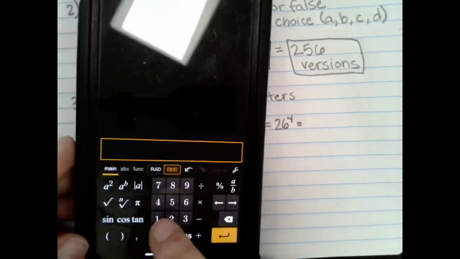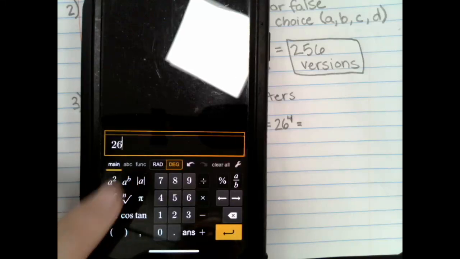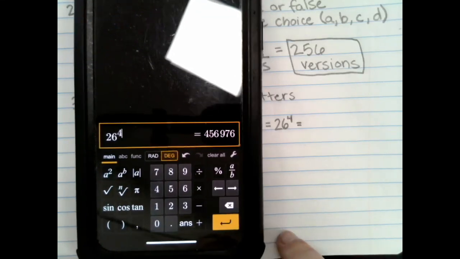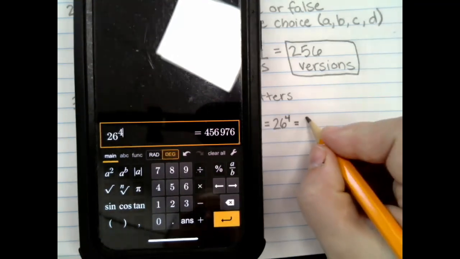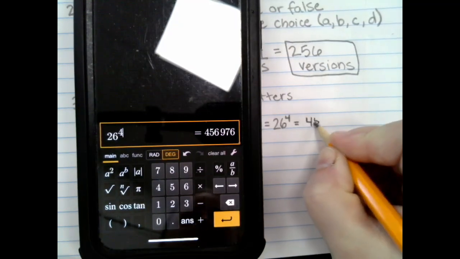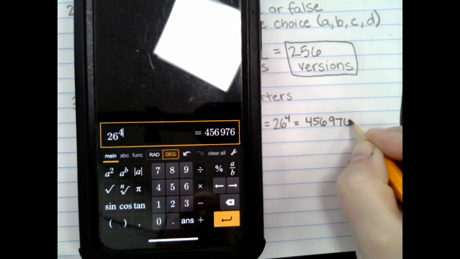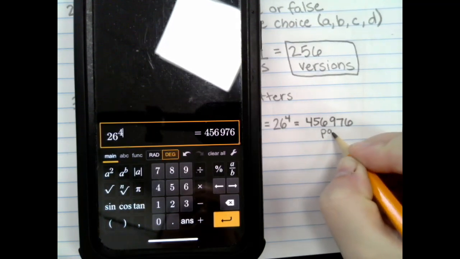Okay, so 26 to the power of 4. We get a crazy number there. 456,976. We're talking about passwords here.